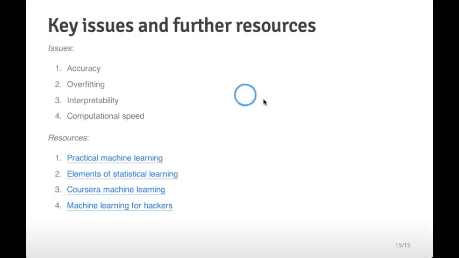So here are some key issues in building your models. You want to think about accuracy and overfitting. Accuracy means you want to get the predictive model to be as accurate as you can. Overfitting means you don't want to tune it too carefully to your data set, hence you have that study design that allows for held out data.